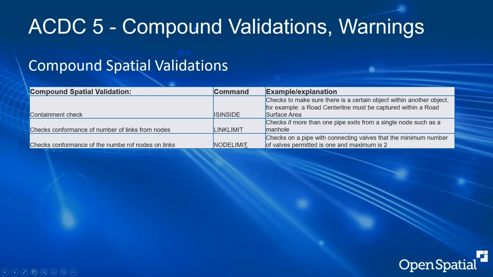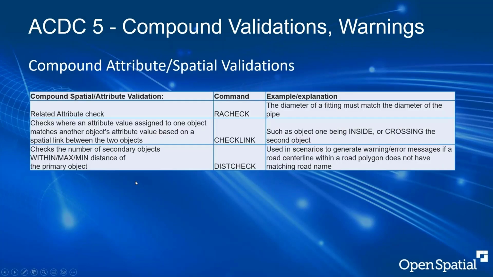So that's link limits, and then node limits. Node limits is how many nodes can be on a pipe, and it can be a minimum or a maximum. For example, if you want to know that there's always some node on either end of a pipe, you could say the minimum is 2. Or the maximum is 2 and the minimum is 1, that sort of thing. You can specify those.